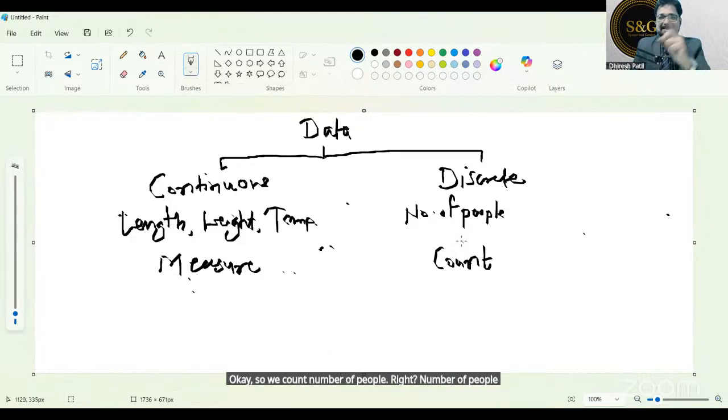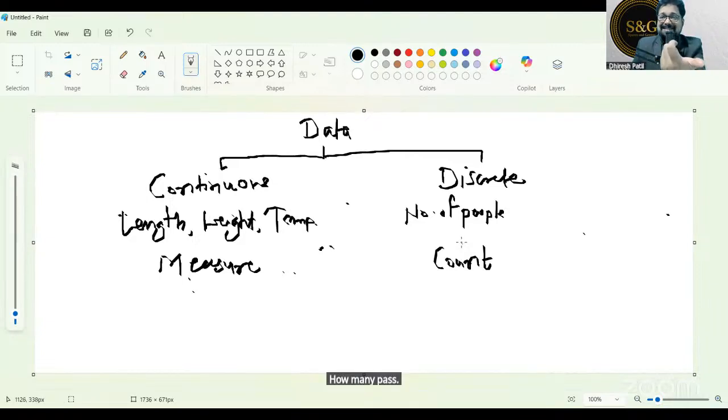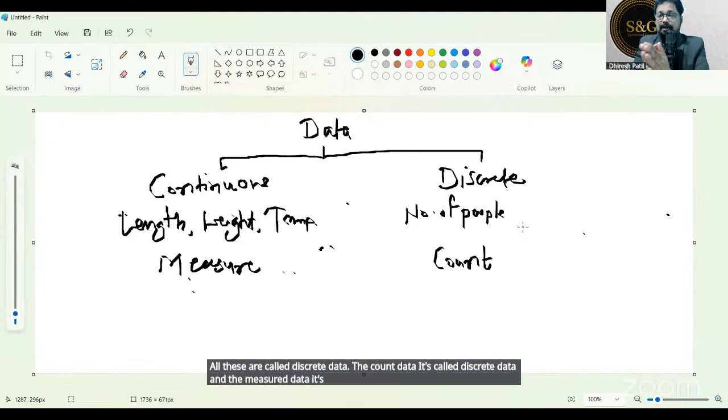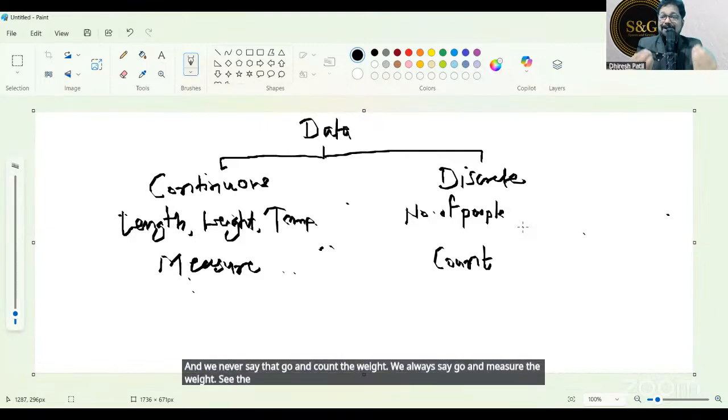Number of pass students, number of fail students, male, female, go, no go, how many pass, how many fail, how many accepted, how many rejected. All these are called discrete data. The count data is called discrete data, and the measured data is called continuous data. That's what we always say. If I have to count the number of people in the room, we don't say go and measure number of people. We always say go and count number of people. And we never say go and count the weight. We always say go and measure the weight. See the difference, our own subconscious terminology also uses the same thing.